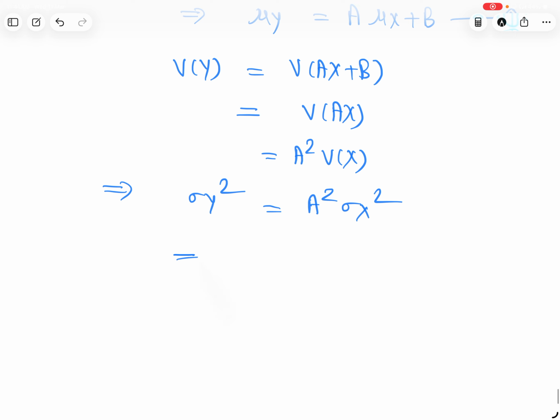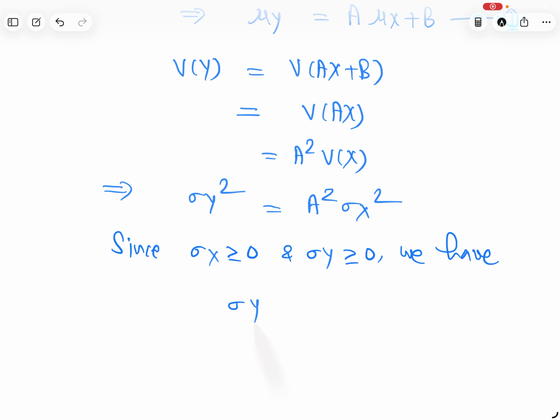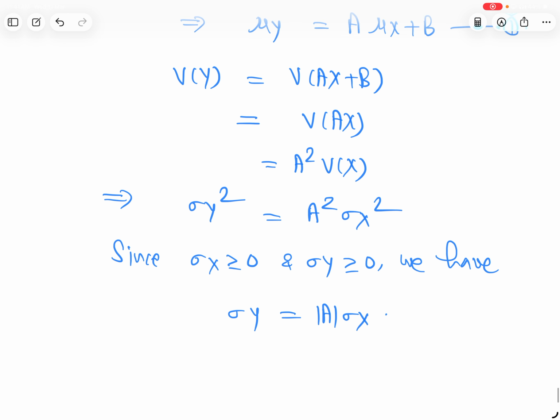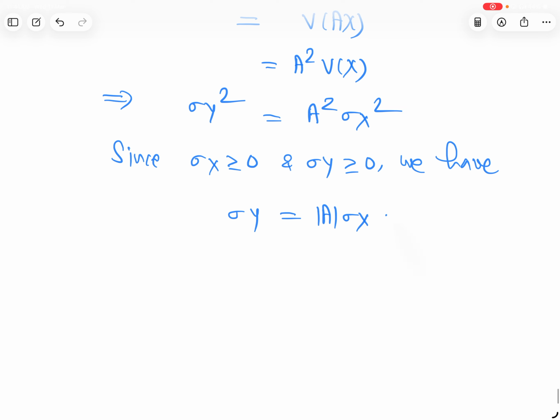Now note one thing: since sigma x is always non-negative and sigma y is also non-negative, we have sigma y is equal to the absolute value of a times sigma x, because a can be negative, so I have to take its absolute value. Sigma x and sigma y are standard deviations, they are always non-negative. So let's call it equation 2.